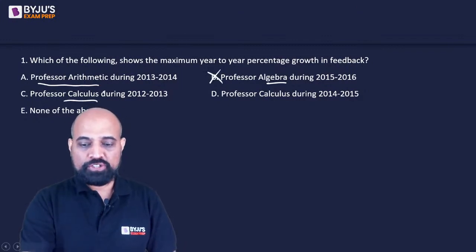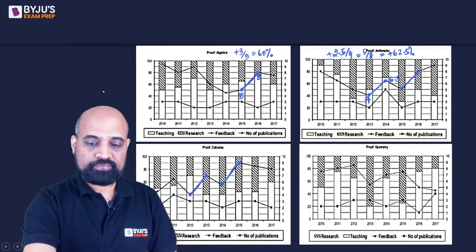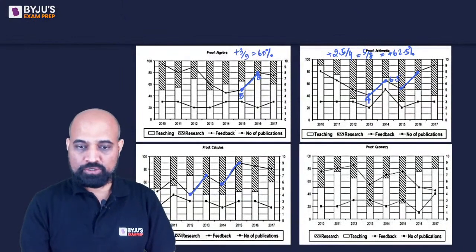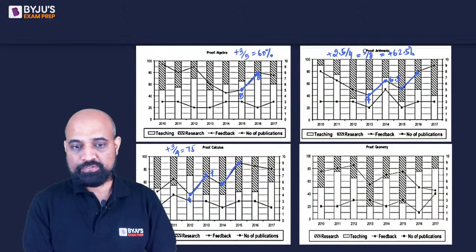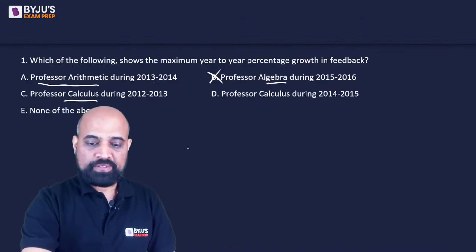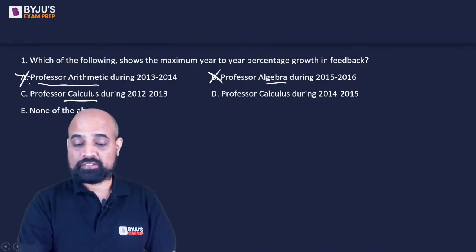Professor Calculus during 2012 to 2013. This was a 4, it moved to a 7. There is an increase of 3 over 4, which is a 75% increase. That tells us now A can't be our answer.